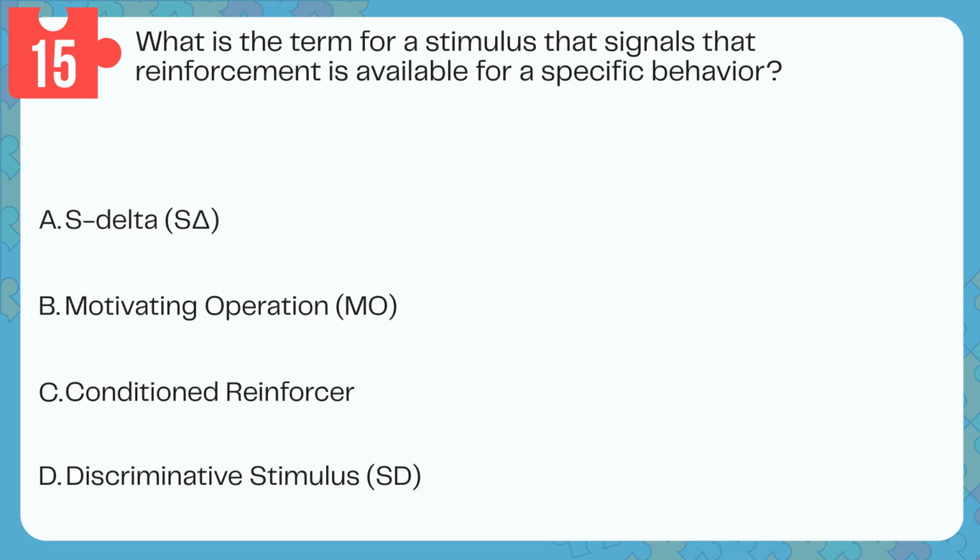Question 15. What is the term for a stimulus that signals that reinforcement is available for a specific behavior? A. S delta, SD. B. Motivating operation, MO. C. Conditioned reinforcer. D. Discriminative stimulus, SD.